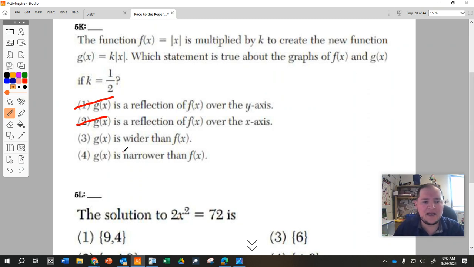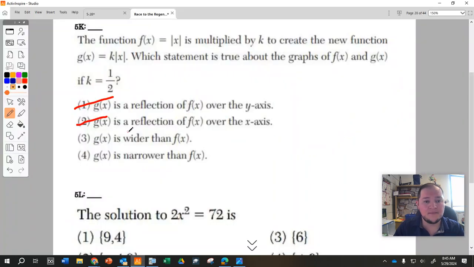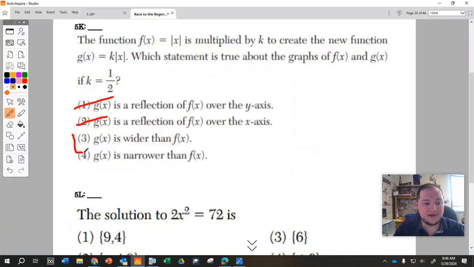So neither of those. G of x is wider than f of x, and g of x is narrower than f of x. So we got to make sure that we pick the right one, right? So g of x is the new one. G of x is the red one. G of x is wider than f of x, or it's narrower. So the red one is wider for sure than the blue one. So since that one is wider, the answer has got to be choice 3.